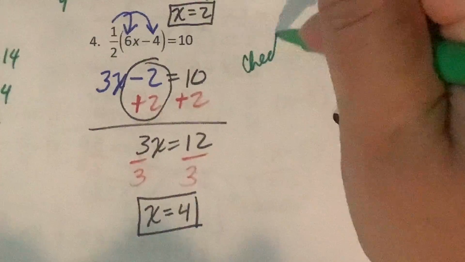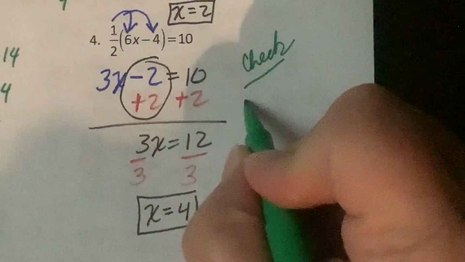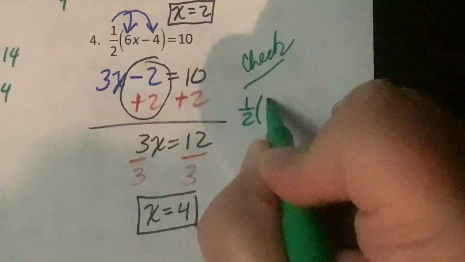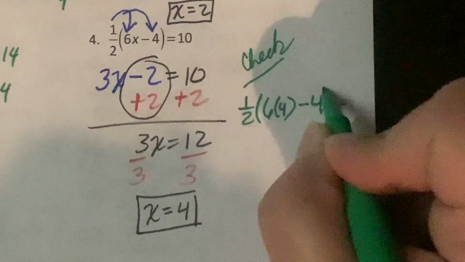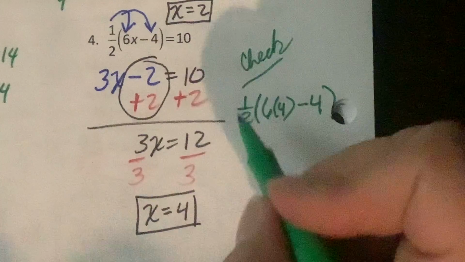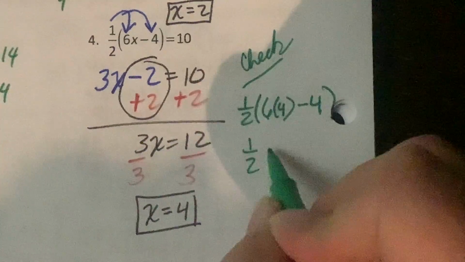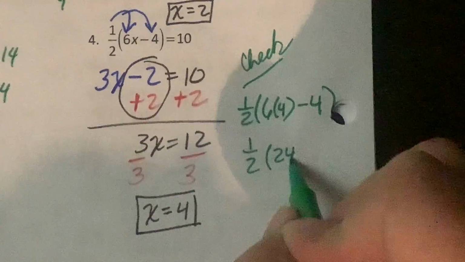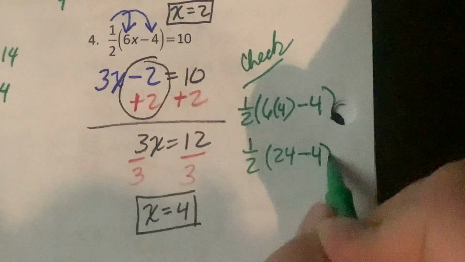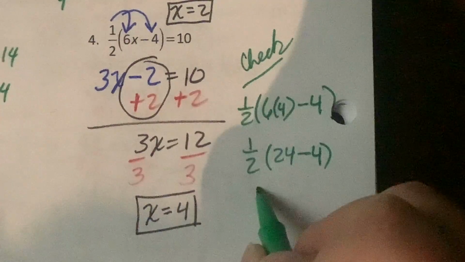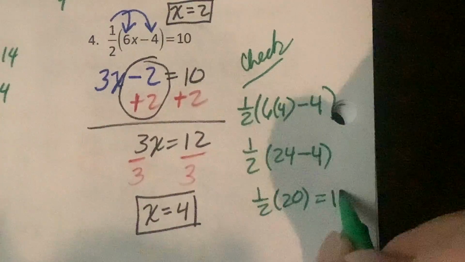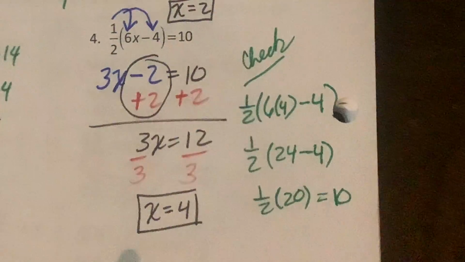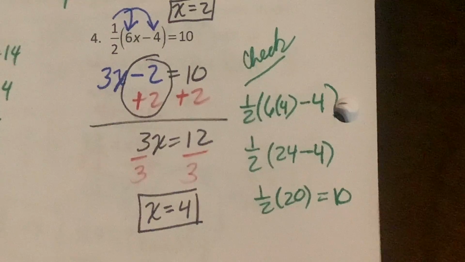Here we go. Check. And it's 1/2 of 6 times 4 minus 4 in parentheses. Let's see. 6 times 4 is 24. So 1/2 of 24 minus 4. 24 minus 4 is 20. 1/2 of 20 is 10. And that's what I was looking for. So, yes, it worked. Ha-ha.